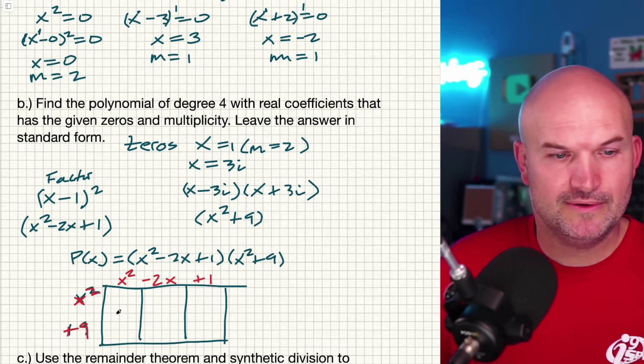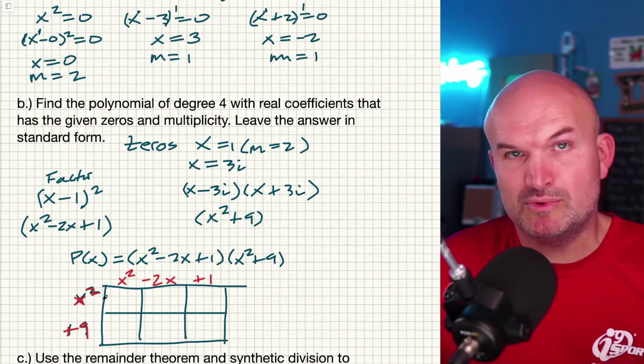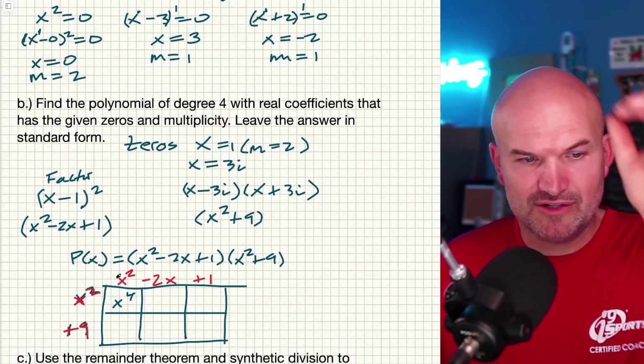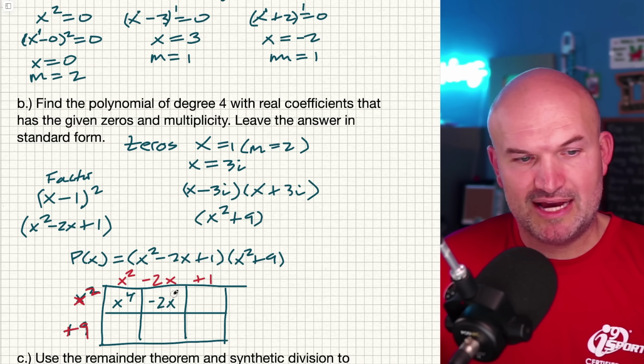It's kind of weird. All right. And then remember, multiplying, guys, you're just finding the area. So you're just going to do length times width for each box. So in this case, I'm going to have an x to the fourth. X squared times x squared is x to the fourth. X squared times negative 2x is a negative 2x cubed.